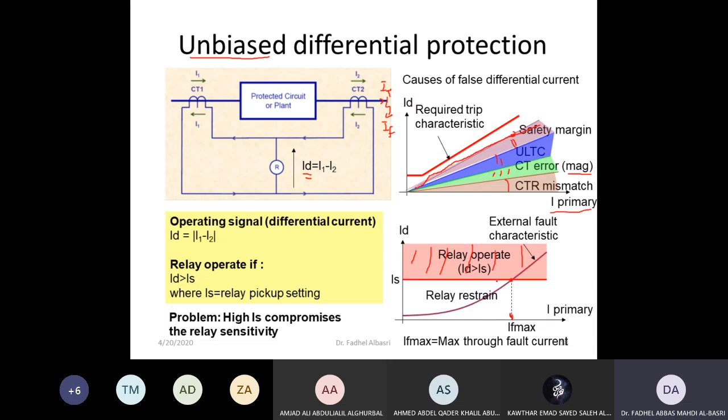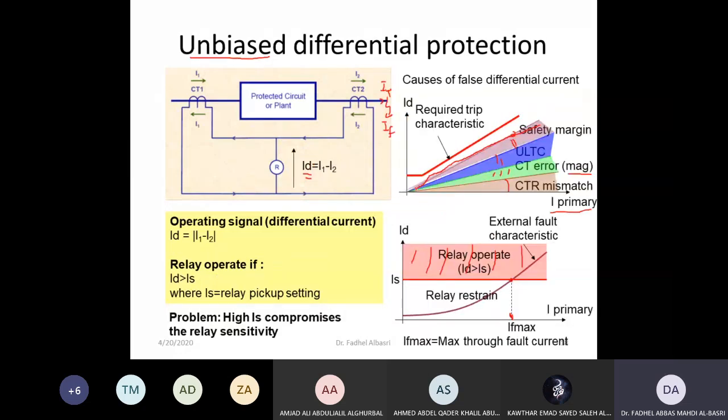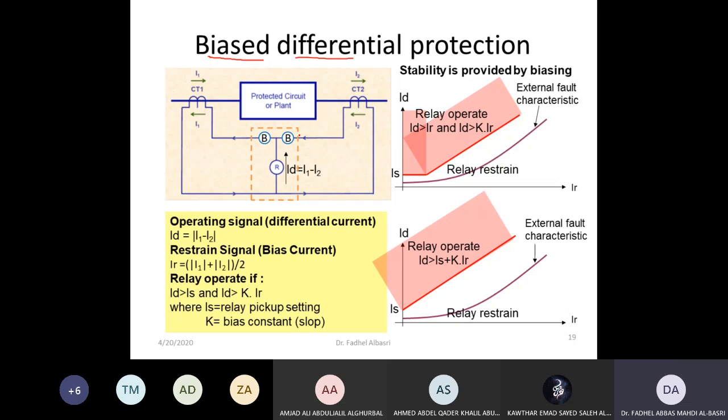However, that will lead to high settings. This is insensitive enough. To make it sensitive, it's better to get a setting which goes parallel with the error. So how do we do this? This is solved by using bias differential. As current increases, the setting starts from low and increases as error increases. So how do you achieve this? By using bias coils in an electromechanical relay.